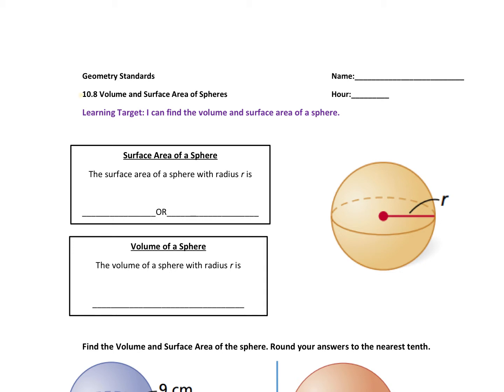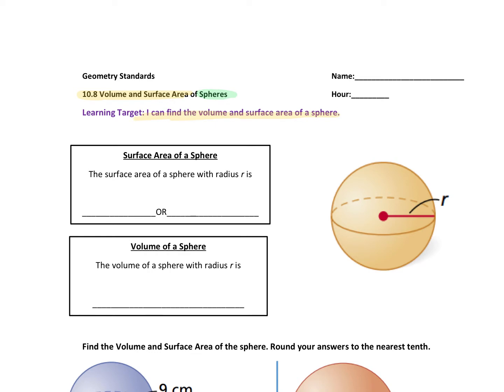This week we're going to be working on 10.8 and we're going to be talking about volume and surface area again. This time it's going to be with spheres. Okay. Our learning target is I can find the volume and surface area of a sphere.